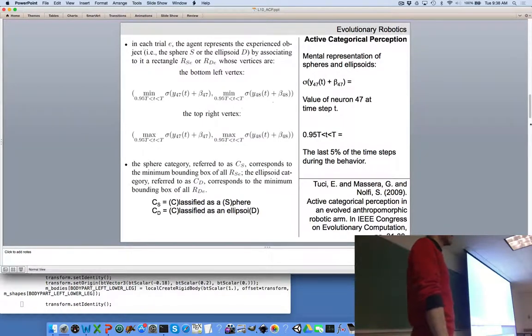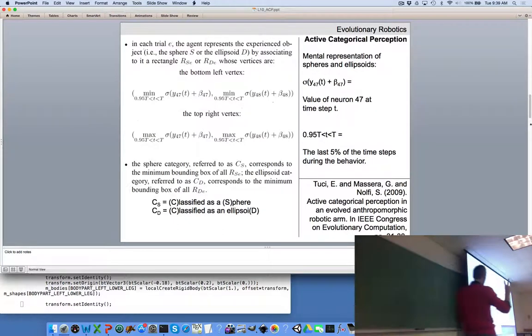We want the robot to categorize or distinguish between spheres and ellipsoids. The only thing left to talk about is the fitness function. We take a CTRNN, we put it in, the robot does its thing, we do these computations. At the end of these computations, we have just two things, C sub S and C sub D. These are going to be incorporated now into the fitness function. How would you incorporate C sub S and C sub D into the fitness function to evolve CTRNNs that distinguish between S's and D's?